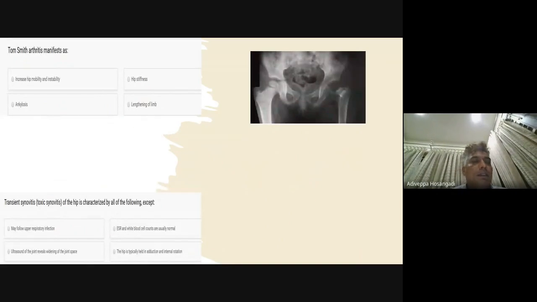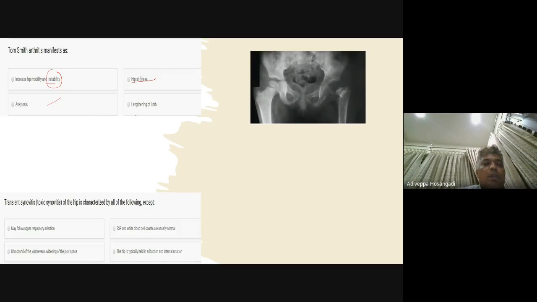Tom Smith arthritis. So what is Tom Smith arthritis? How does it present? It presents with increased hip mobility and a very unstable hip, ankylosis or stiffness, or lengthening of the limb. Can anybody take a chance?